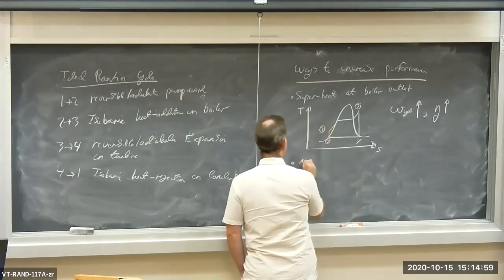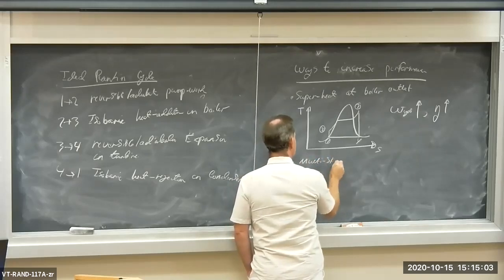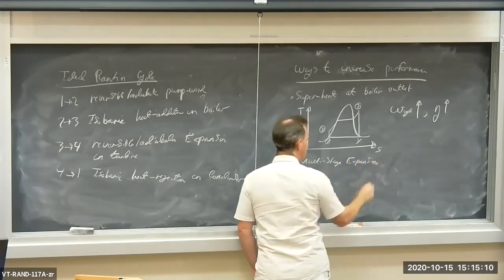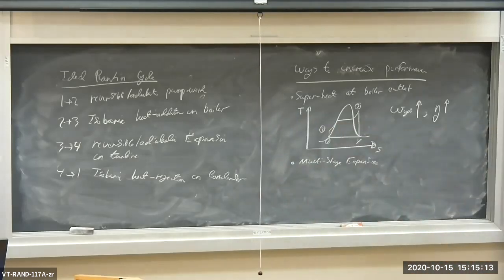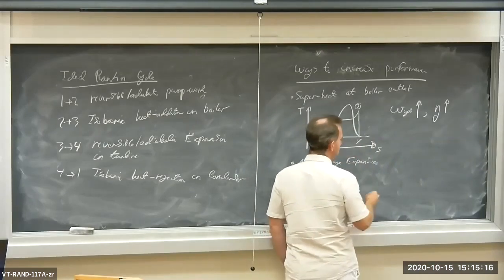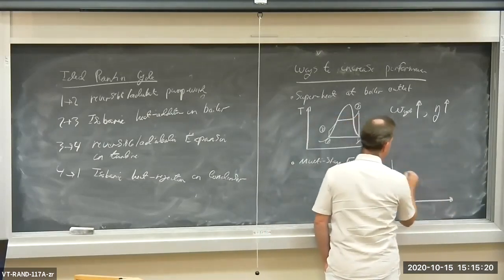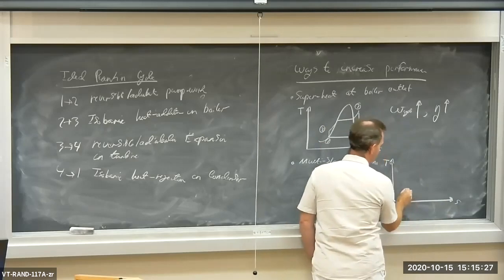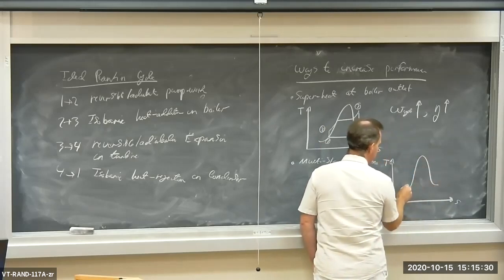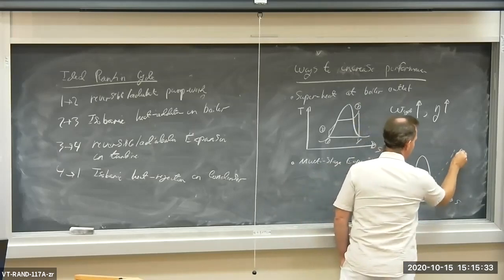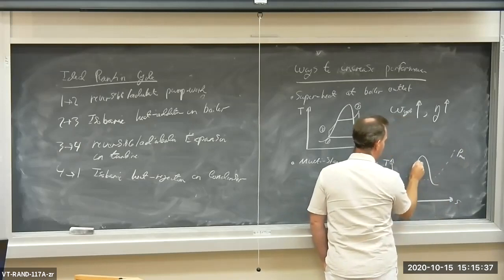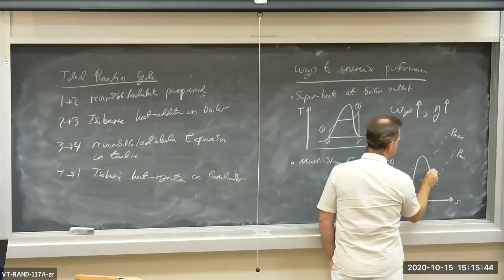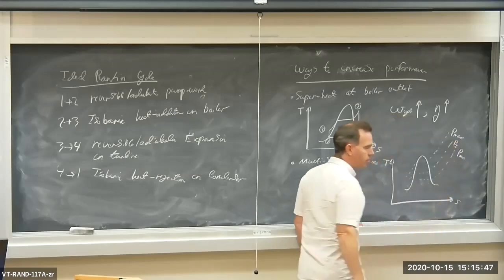So we can do multi-stage expansion and compression and regeneration, but let's just talk about multi-stage expansion. So in that case, let's draw the TS diagram for a Rankine cycle with superheat and multi-stage expansion. So here's the saturation dome. Here's our P-min. Here's our P-max. And here is some intermediate pressure. So P_I, I'll call it, some intermediate pressure.